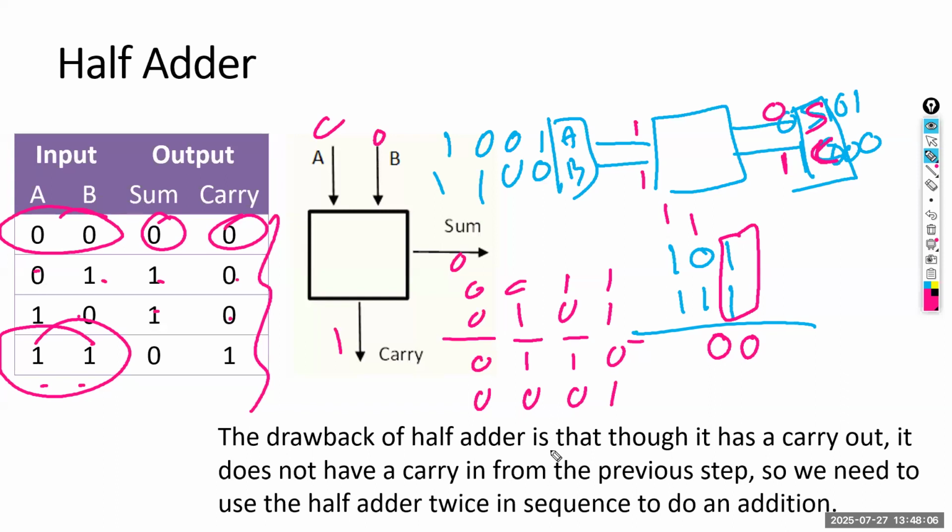Okay. So then why do we call it half adder? Because in practicality, when you have something like this, 1 plus 1, sum is 0, carry is 1. Now in the next column, you have three inputs.